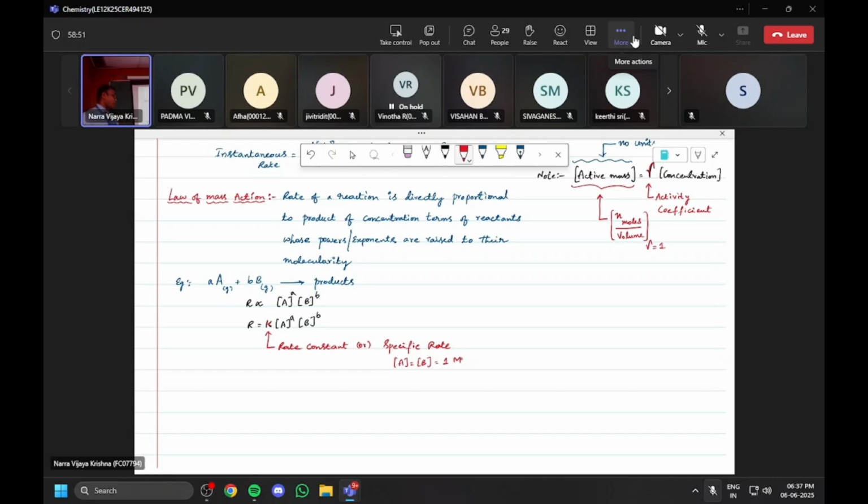So rate equal to K into concentration of A power a into concentration of B power b. Now tell me what are the units of rate constant? What are the units of rate constant now?